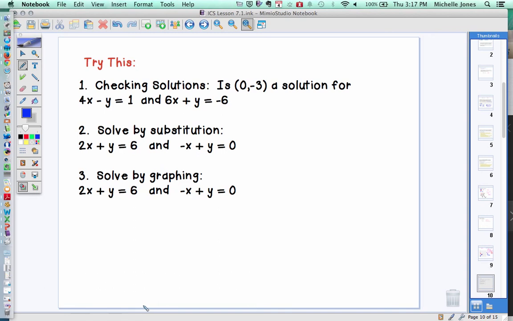All right, so for your homework, you've got 3 problems. Your first one is to check for solutions. So is 0, -3 a solution for those 2 equations? The next one I want you to solve by substitution. If you look, these 2 problems are exactly the same, except one is by substitution and the other is by graphing. I want you to graph it without your graphing calculator. Your answers should be the same.